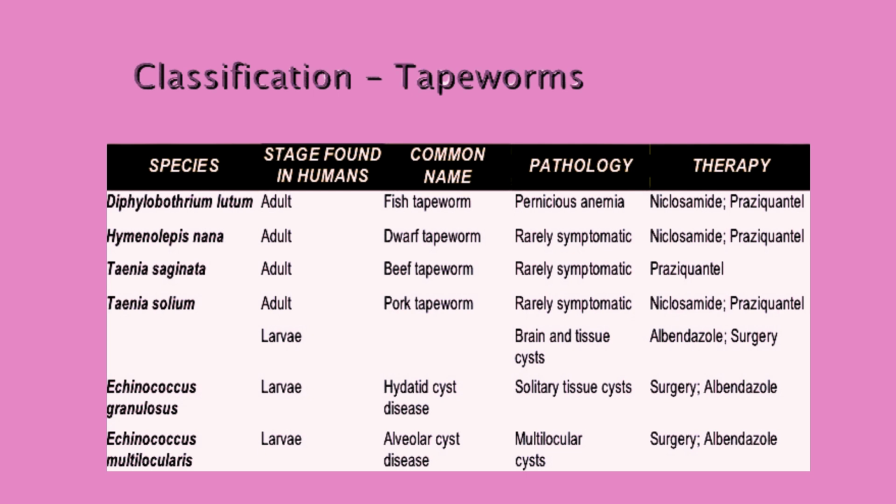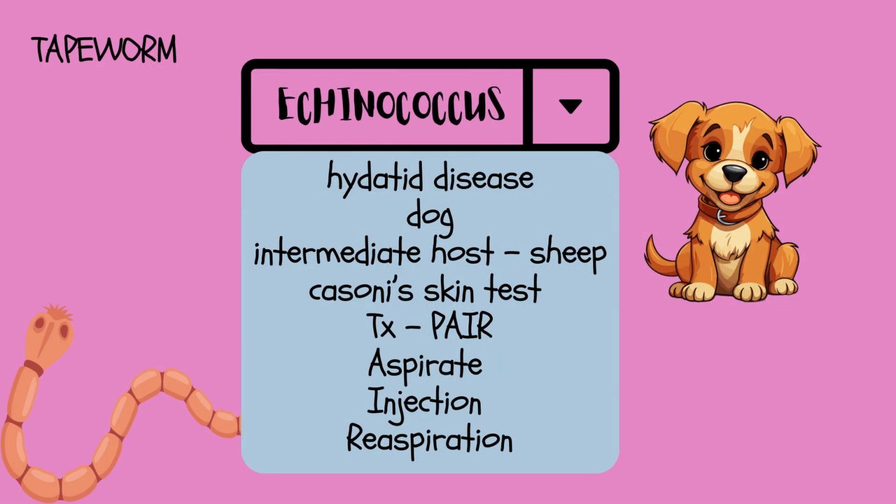Echinococcus granulosus is another tapeworm which is causing the hydatid cyst disease, and treatment is albendazole or surgical removal. And there is another Echinococcus species, which is multilocularis, which is causing alveolar cyst disease, which causes a multilocular cyst. In hydatid, it's a solitary tissue cyst. In alveolar cyst disease by Echinococcus multilocularis, it's a multilocular cyst. Again, treatment is albendazole or surgical removal. So we'll come to the important tapeworms.